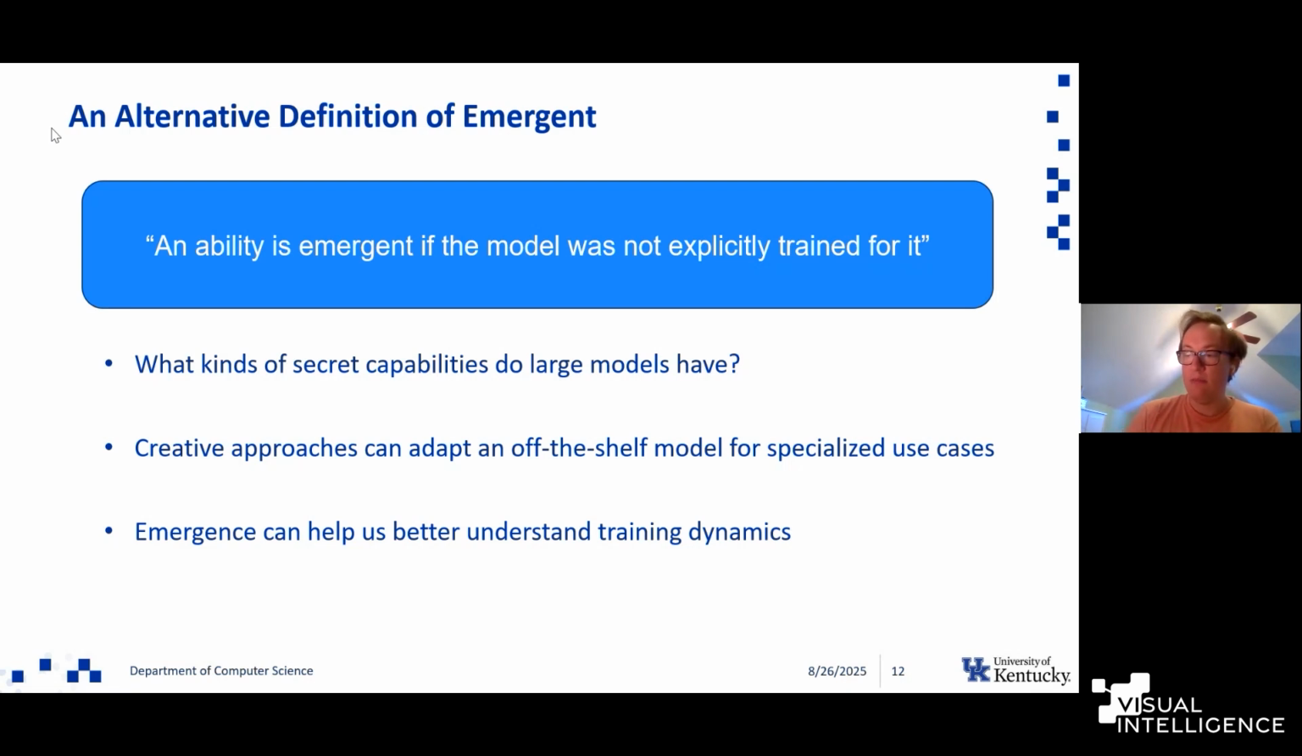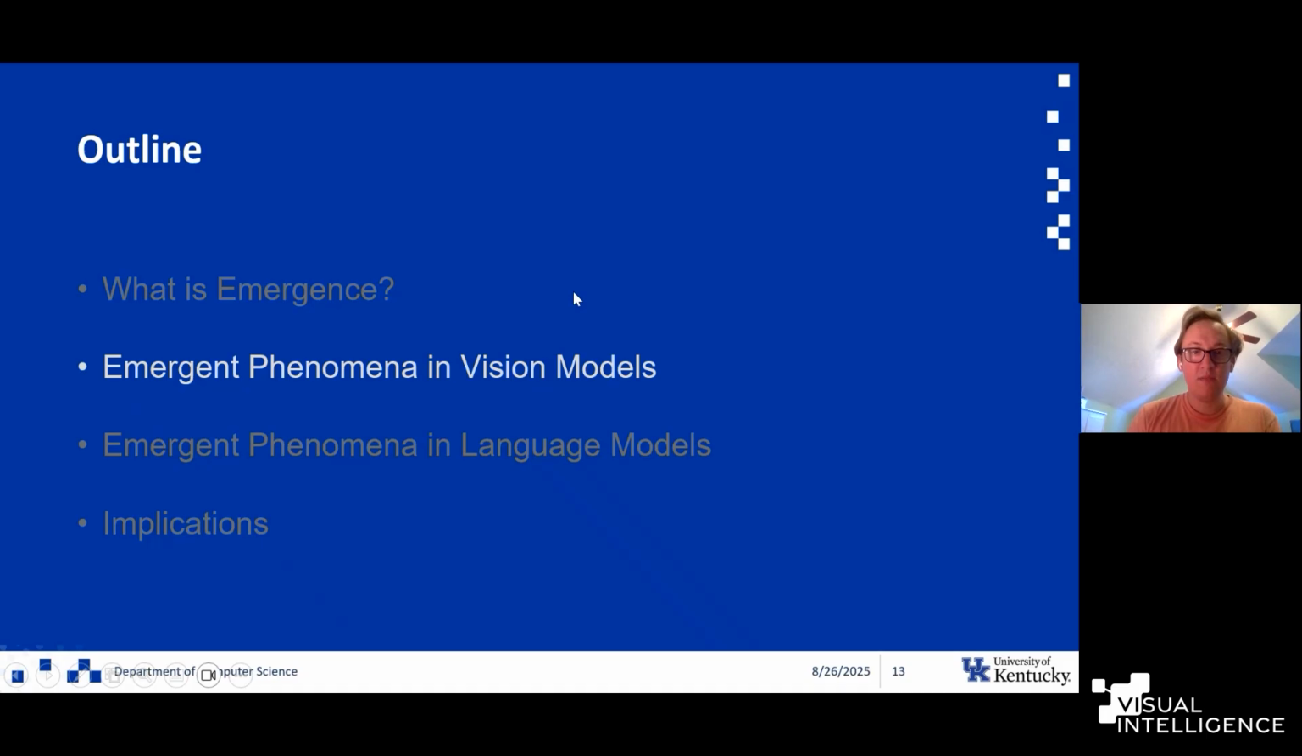Especially if you're observing the model during training, can you observe these new capabilities arising, and what does that tell you about the training process? So it helps open the black box of these models, so to speak. It's a very powerful thing to look for. So we'll now jump into looking at some examples of emergent phenomena in vision models.